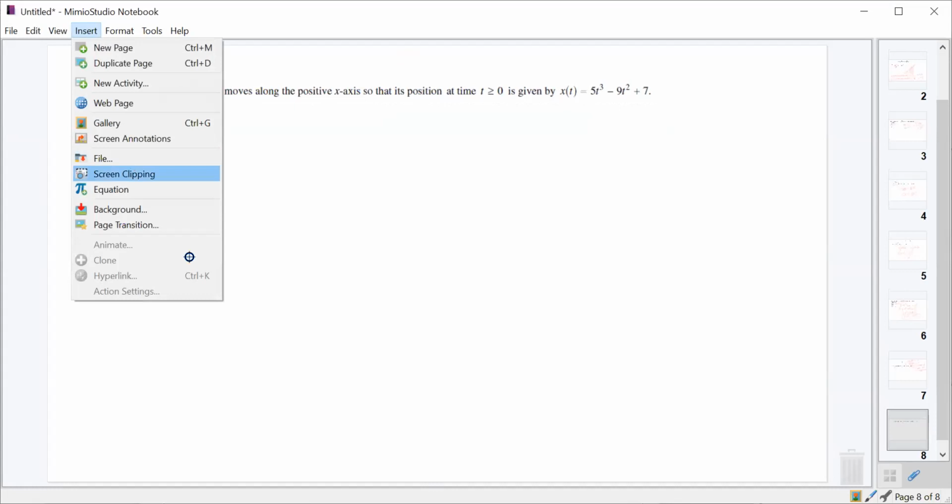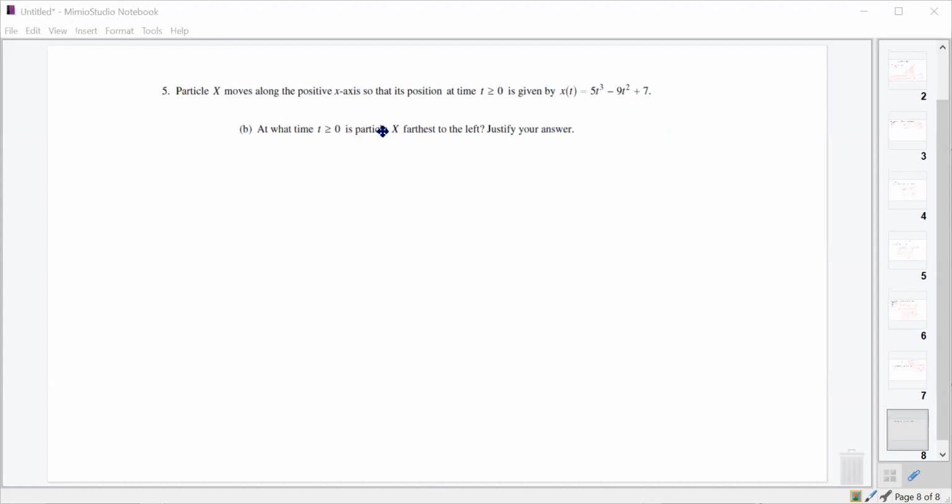And specifically part B. So particle x moves along the positive x-axis. This is its position. We want to know when is it furthest to the left. It can be furthest to the left anytime its velocity is done being negative.